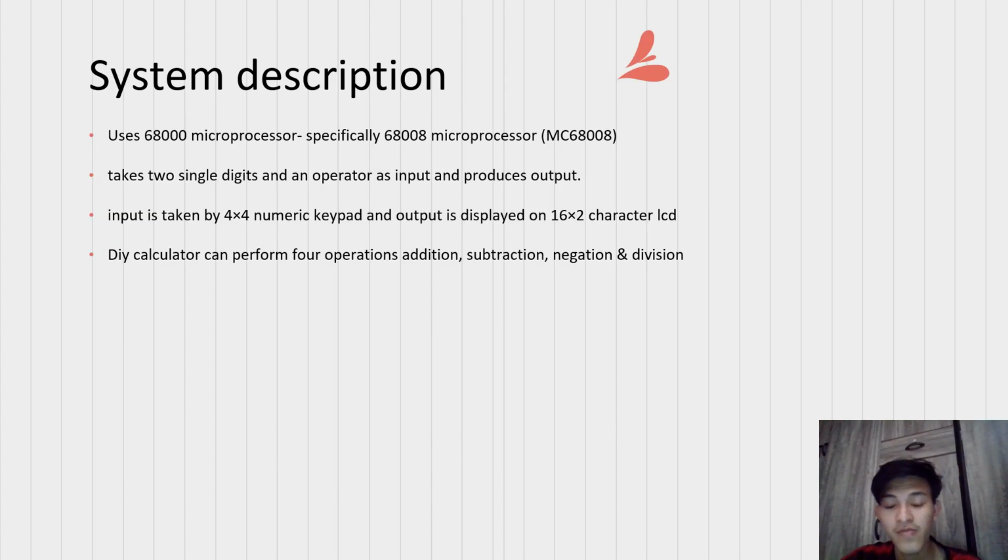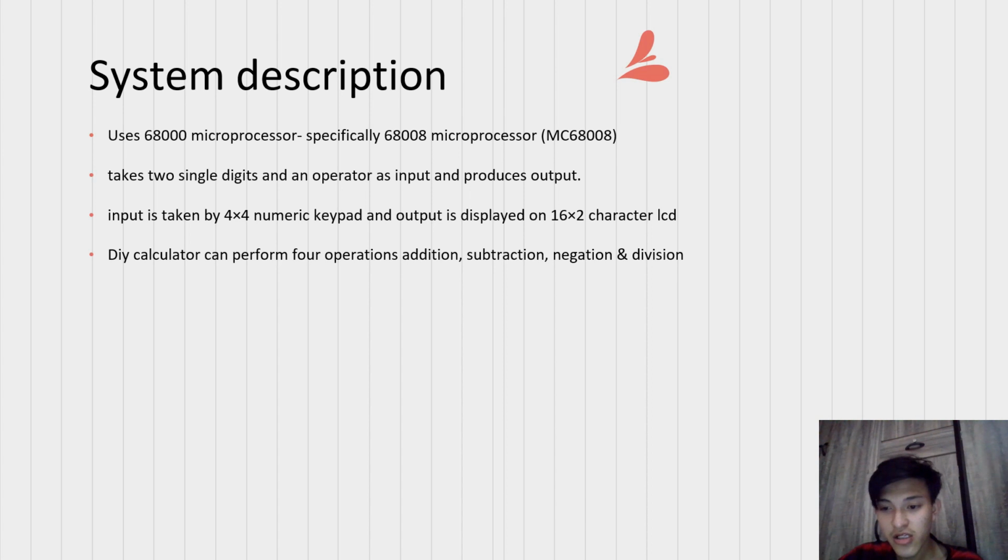Assalamualaikum warahmatullahi wabarakatuh. My name is Muhammad Ilman bin Muqzamani, and I will explain about the system description, schematic diagram, and also the list of components. For our project, we do a simple calculator project. This calculator uses the 68000 microprocessor. In this project, it is specifically the 68008 microprocessor, also known as MC68008. This calculator takes two single digits and an operation as input, and also produces output.